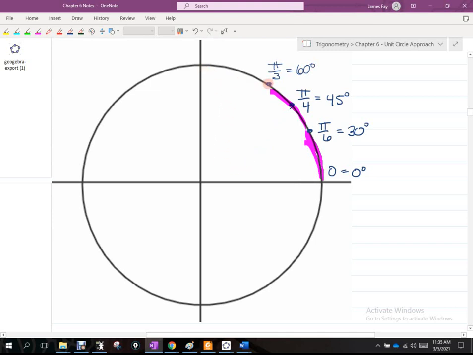Take that pi over 6, add it to itself again. Because everything's in terms of 6s now, we're just counting the numerators, going from 1 to 2 to now 3. So it'd be 3 pi over 6, or pi over 2. And that ends up being 90 degrees, okay?